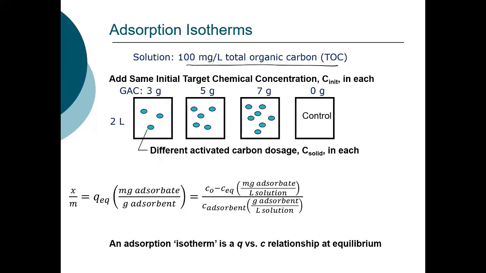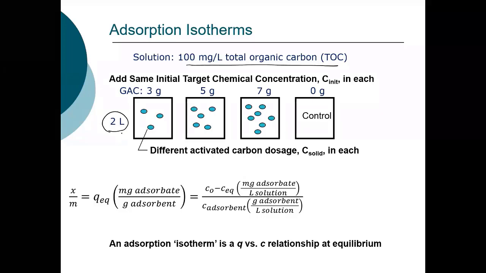So we can think about this now as an example where we have 100 milligrams per liter of total organic carbon. We add 2 liters of that solution into 4 beakers. So this is typically how we would do what we refer to as an isotherm experiment. It's iso, same, therm, temperature. So we want to do these at the same temperature.